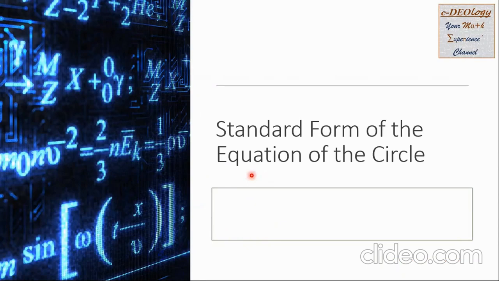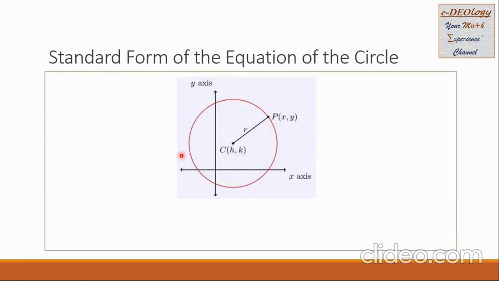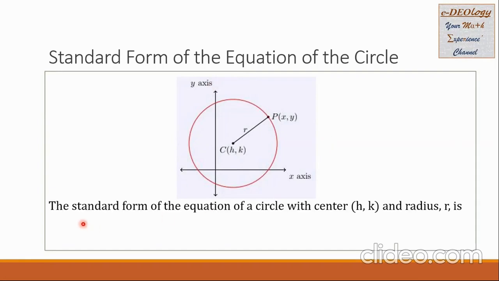Let's go now to the standard form of the equation of the circle. In here we have the picture of a circle in the rectangular coordinate system. The standard form of the equation of a circle with center (h, k) and radius r is the quantity (x minus h) squared plus the quantity (y minus k) squared equals r squared.